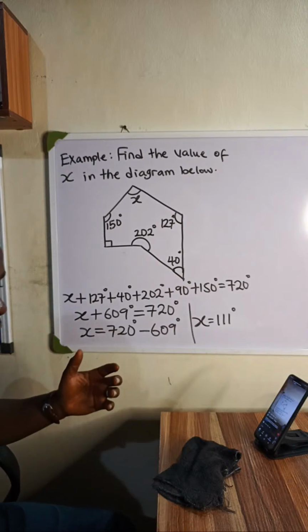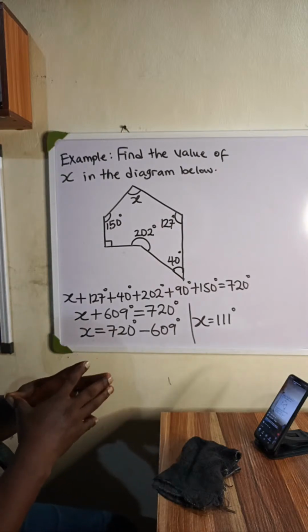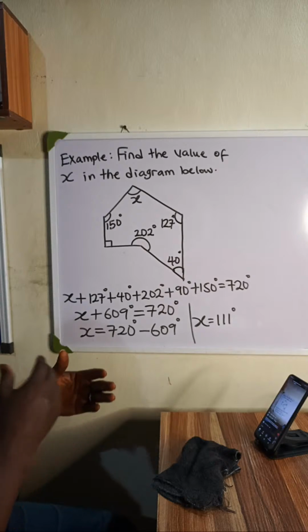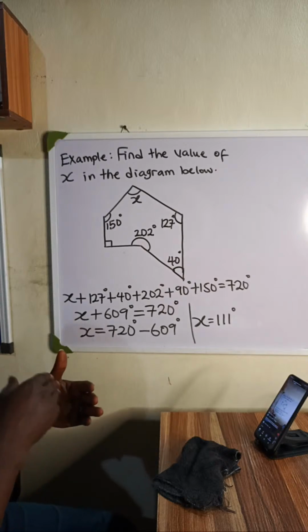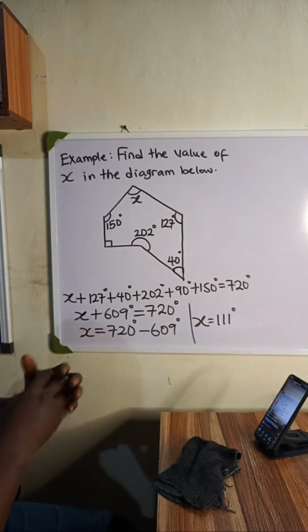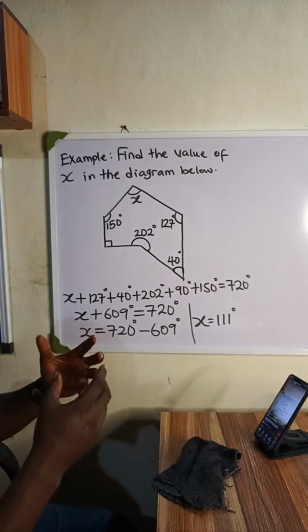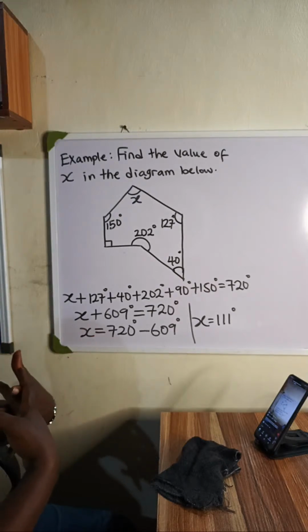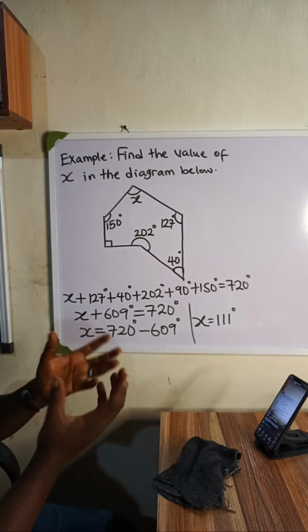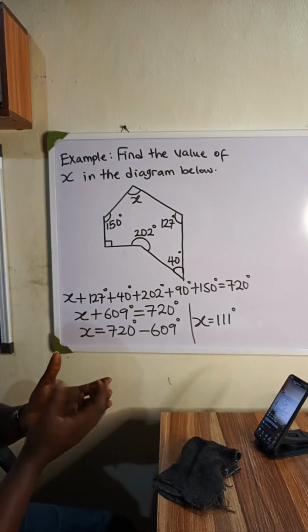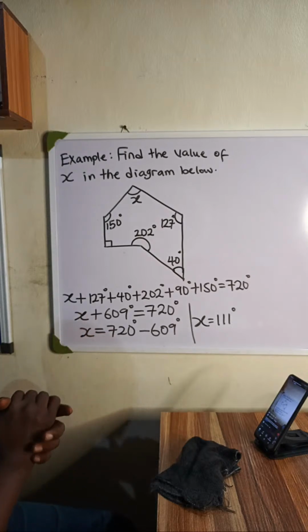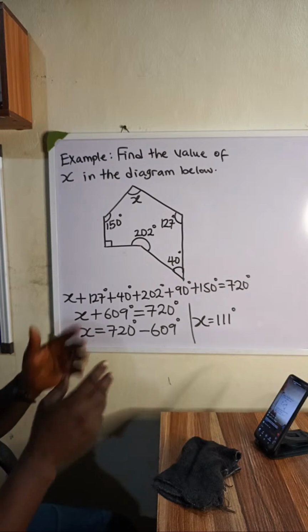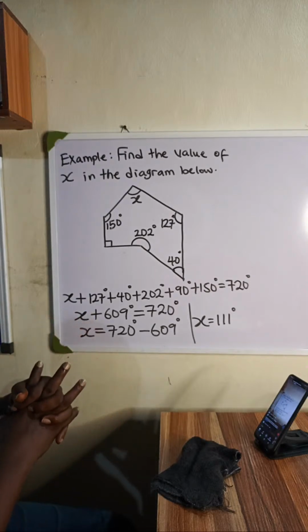So it is quite easy to find a missing angle in a polygon when you know the sum of angles in that polygon. The first thing you need to know is what is the sum of angles in that polygon. Then once you get that done, you just add all the known angles and subtract it from the sum of angles in that polygon. And that gives you the answer.